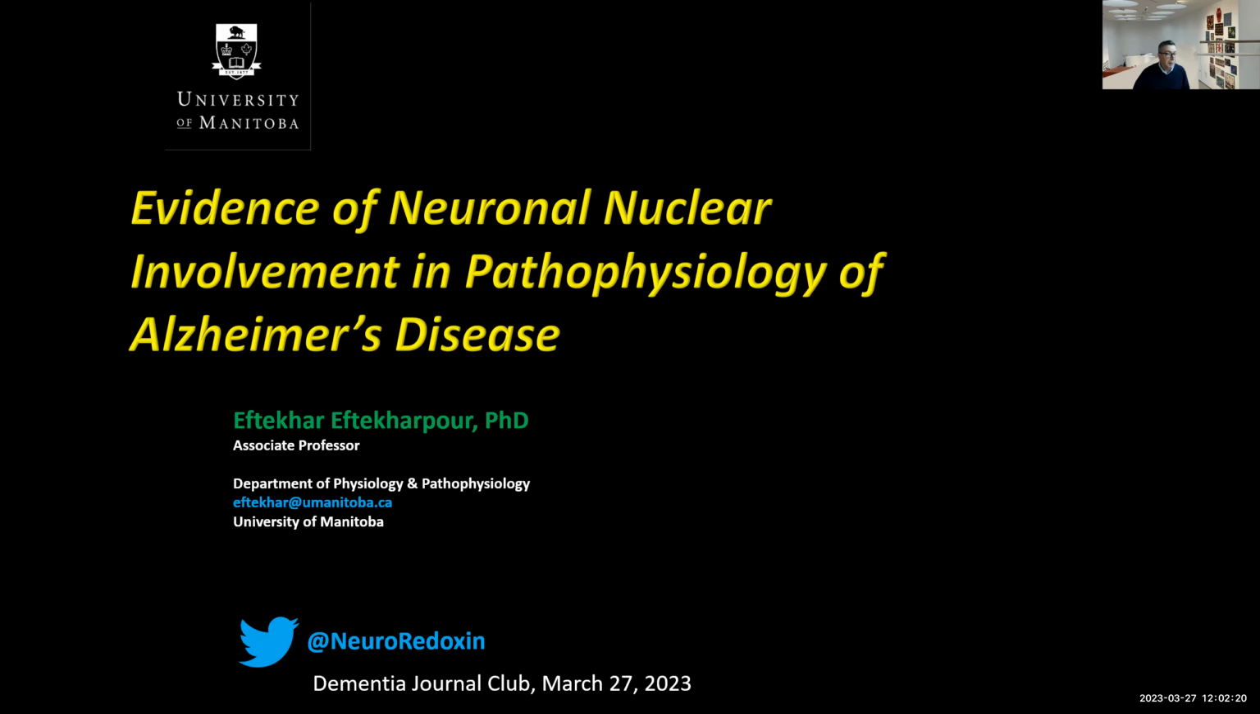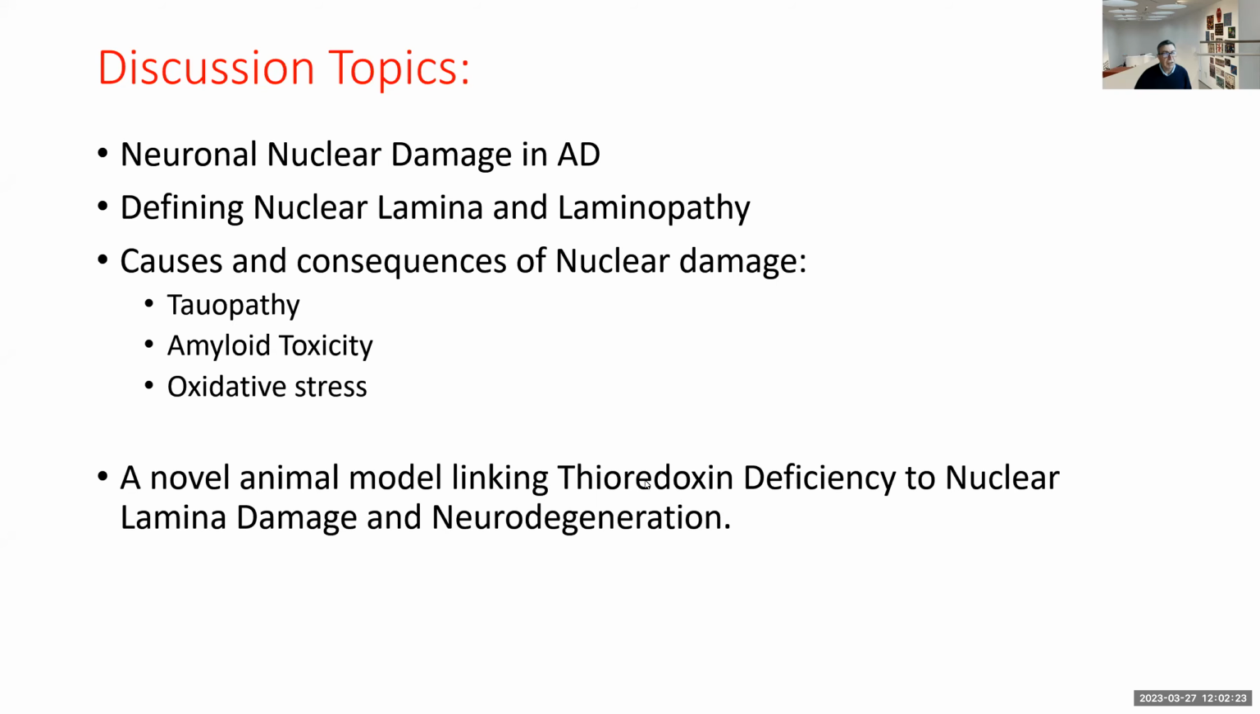So anyway, I'm going to be talking today about some concepts on neuronal nuclear damage in Alzheimer's disease. I'm going to be talking about nuclear lamina and laminopathy, which is a relatively new feature in Alzheimer's. And also we're going to talk about the causes and consequences of nuclear damage. In this context, I'm going to be providing some evidence from the literature and also some unpublished data from my own lab. We're going to talk about tauopathy, a little bit of amyloid toxicity.